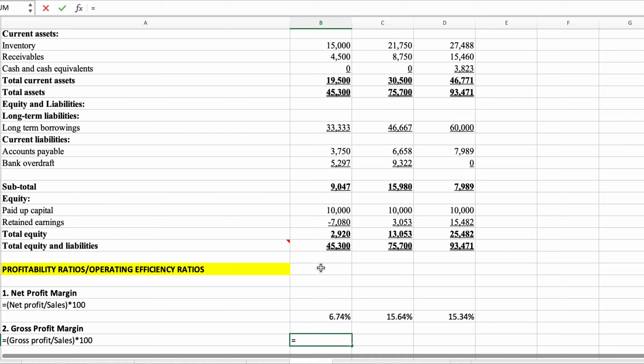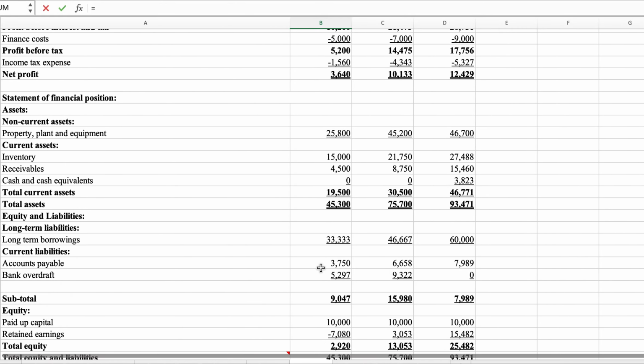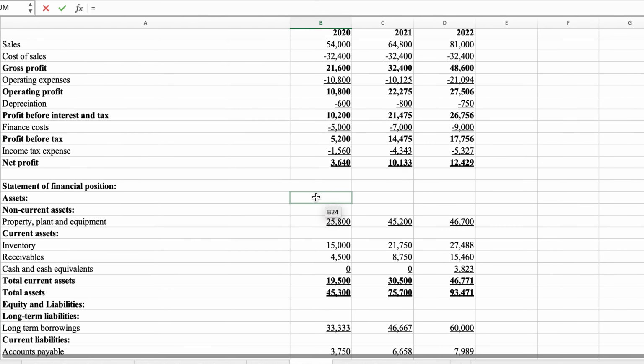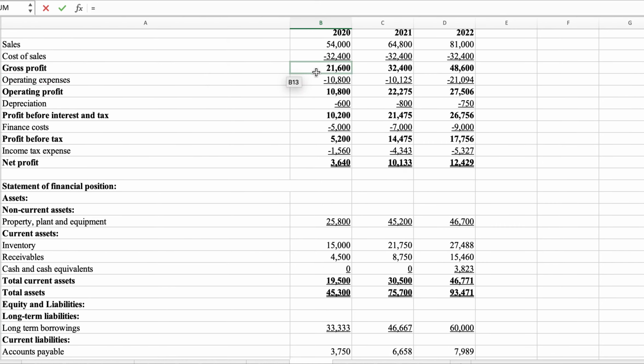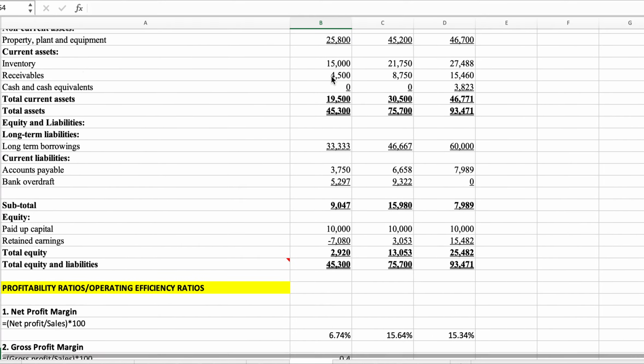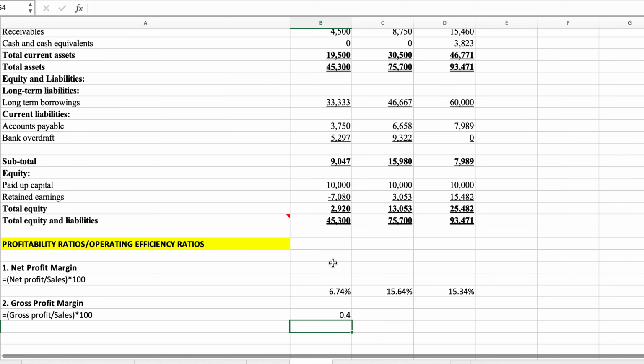So the gross profit margin, where is the gross profit? Is given by gross profit. Where is the gross profit here? Our gross profit is here, 21,600. I divide by what? I divide by the sales, which is here. Then I will multiply by 100.